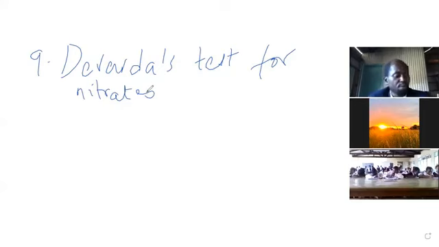The observation would be effervescence producing a gas which changes red litmus paper to blue. The inference would be nitrate ions present.